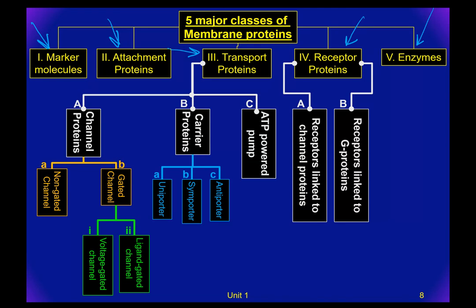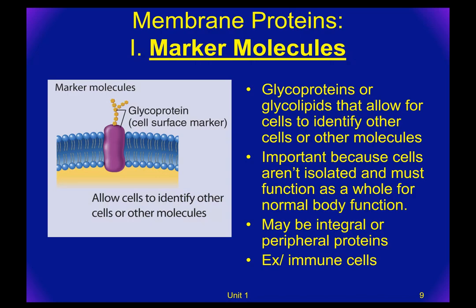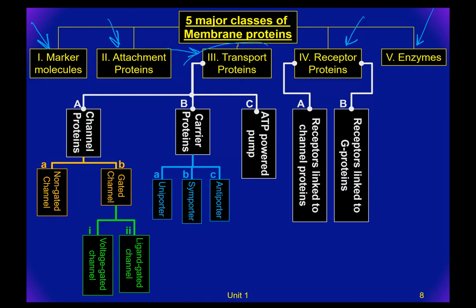One of the ones that has kind of the most subsets of different kinds of proteins are the transport proteins. Okay? So, our transport proteins have channel proteins, carrier proteins, ATP-powered pumps. Channels can either be non-gated or gated. Gated can be voltage-gated or ligand-gated. Carrier proteins do exactly what they sound like. They carry, but the way that they carry varies. So you got uniporters, symporters, and antiporters.